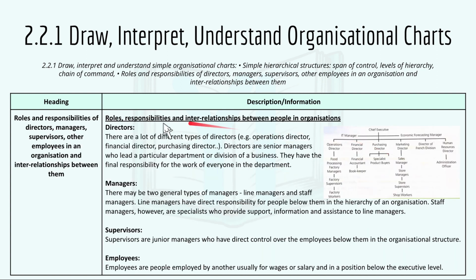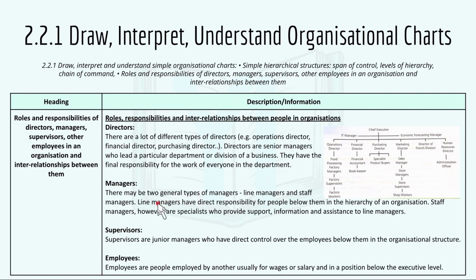Then we have the roles and responsibilities of directors, managers, supervisors, and other employees in an organization. So for directors, there are lots of different types of directors like operations directors, financial directors, and purchasing directors. Directors are senior managers who lead a particular department or division of a business. Department is used when the company is still small, and division is when a company is really big and we call each department a division. They have the final responsibility for the work of everyone in the department.